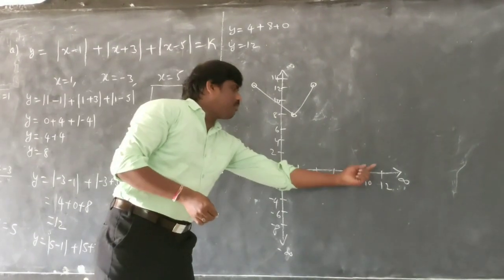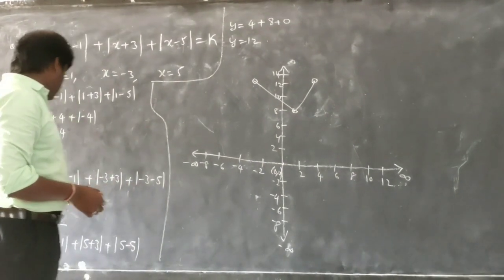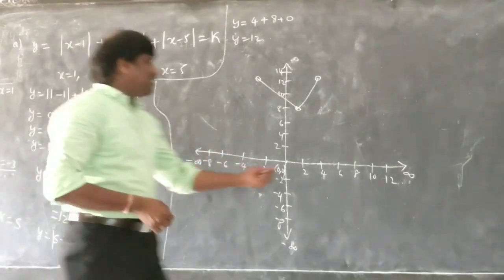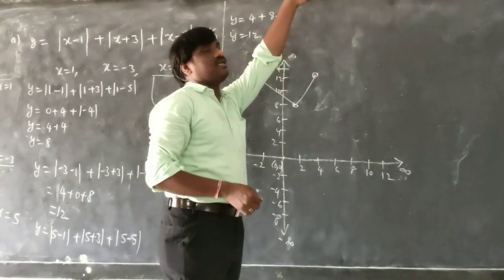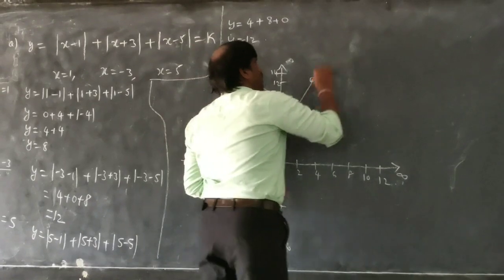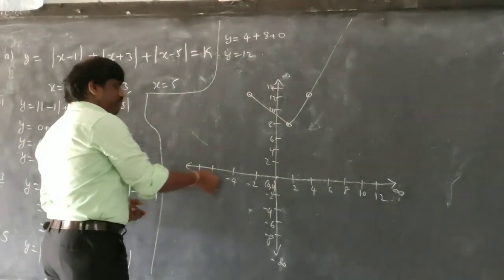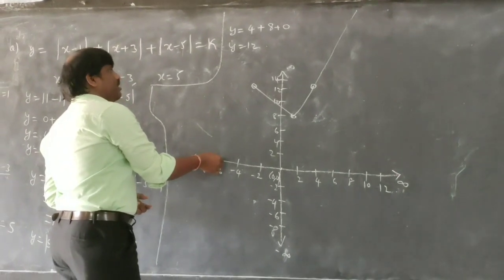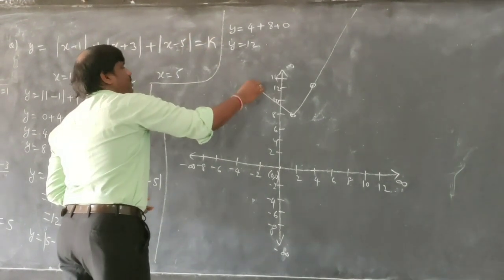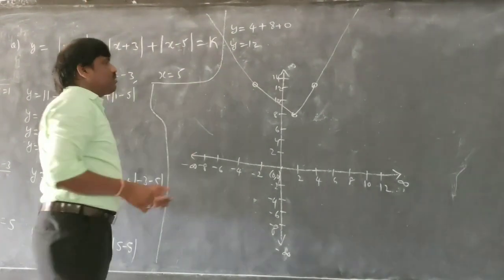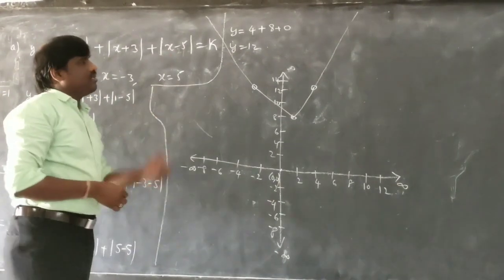Let us take one more point, say you take 6 here. You get another point on the top. So it will join like this. And you take one more point outside, at minus 4. You take any point and this also will be on the top. So it goes like this. So this is the graph of this function.